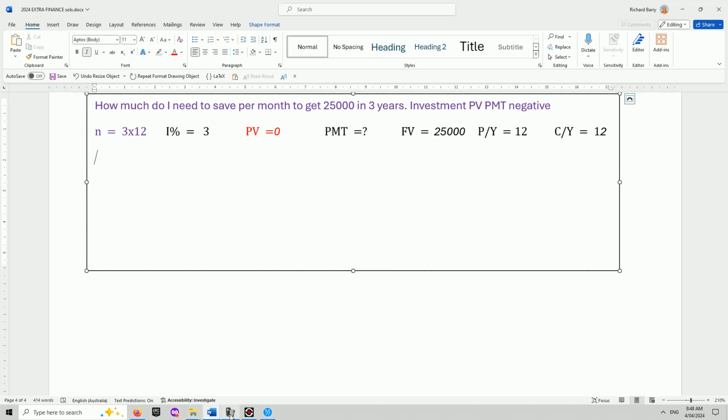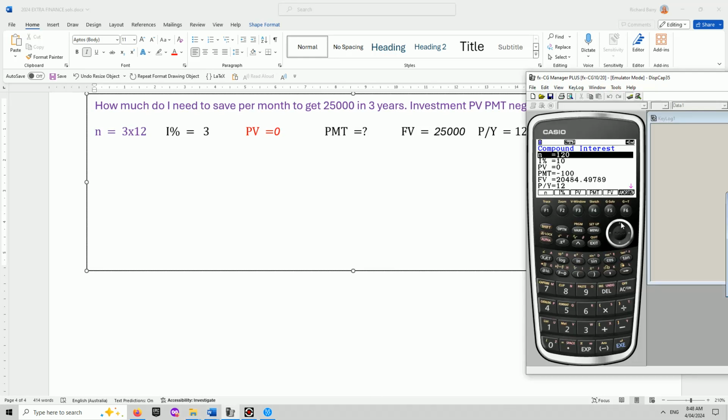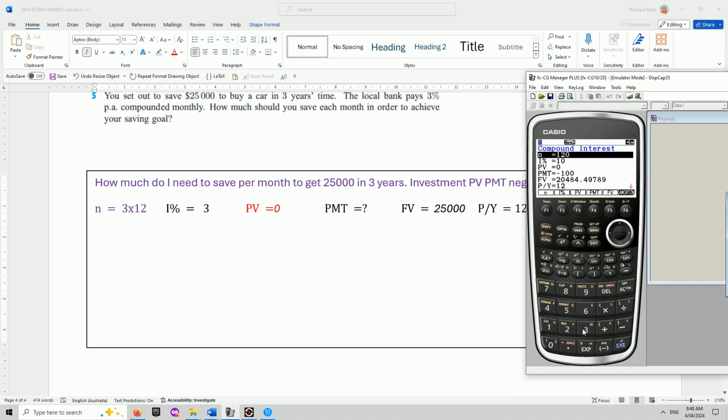Off to the graphics calculator. Fortunately, it's all filled up with previous questions' work. So, 3 times 12. Sitting here, you've got this deal, you can look at that, you can go across. Interest is 3. PV is 0. Payment is going to be question mark, so I'm going to write a 0 there, payment. Future value is going to be 25,000. P/Y is 12, C/Y is 12.